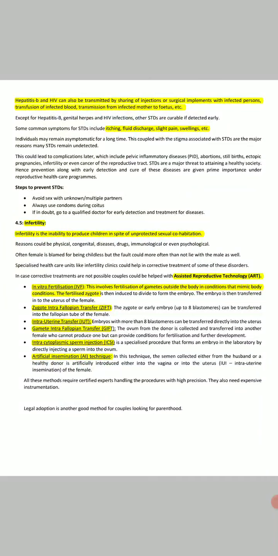All those techniques are a boon for infertile couples, but all those methods require certified experts handling the procedures with high precision. They also need expensive instrumentation. Legal adoption is another good method for couples looking for parenthood. This is infertility, and for your exam this infertility portion is very important. Within these artificial processes, the test tube baby is quite familiar and well known to all of us.